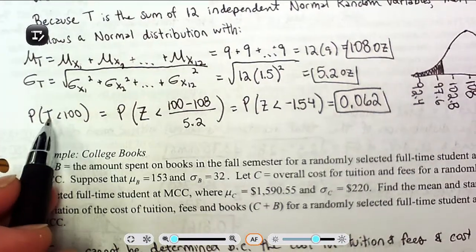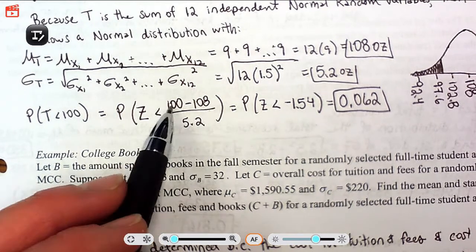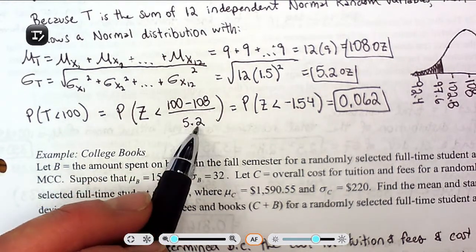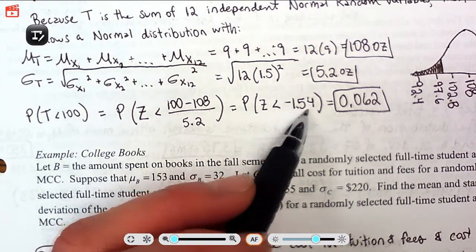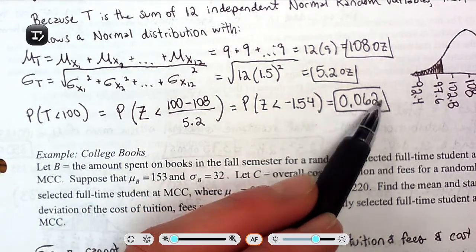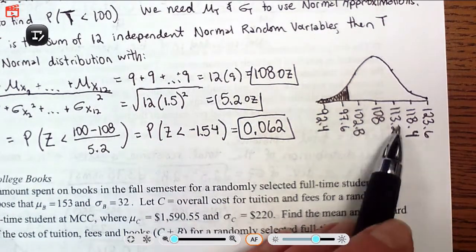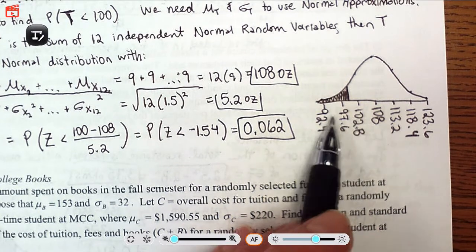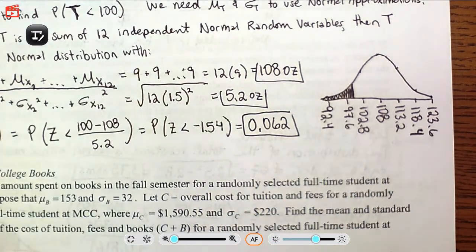Now what's the probability that that total weight is less than 100? That's the z-score for 100, so 108 and 5.2 are necessary, and then we get a z of negative 1.54, which is 0.062, and there is my 108, counting by 5.2s, and my goal area shaded.